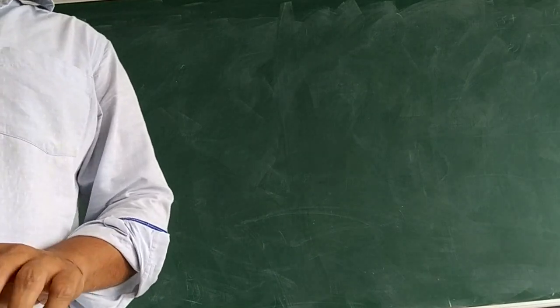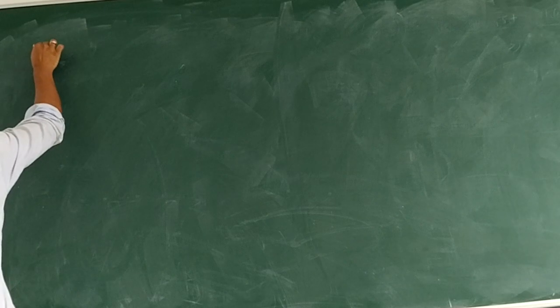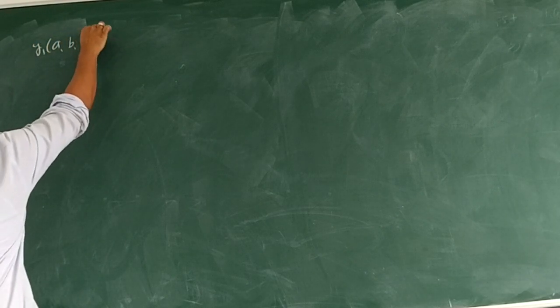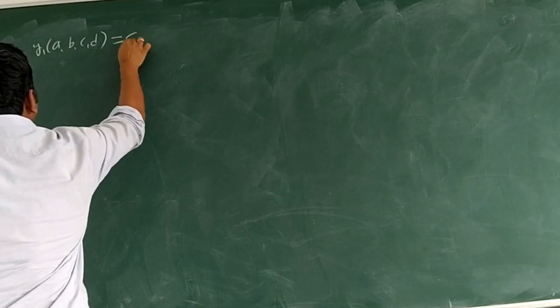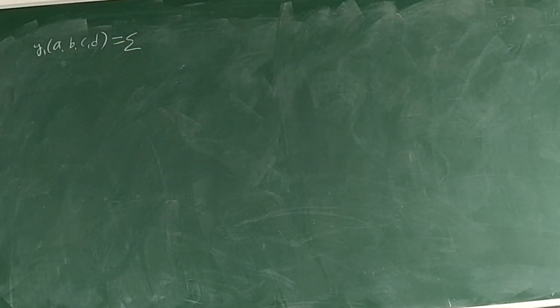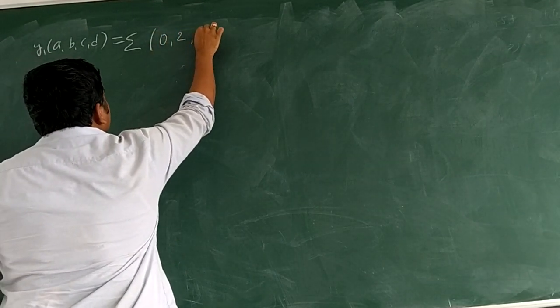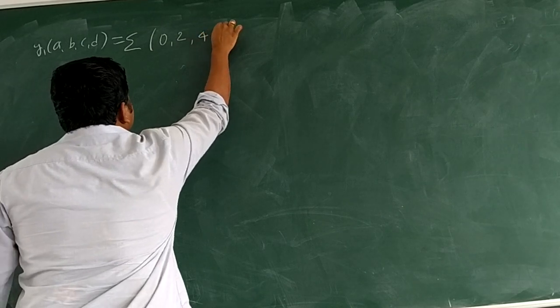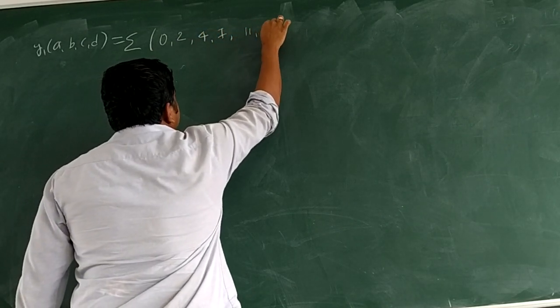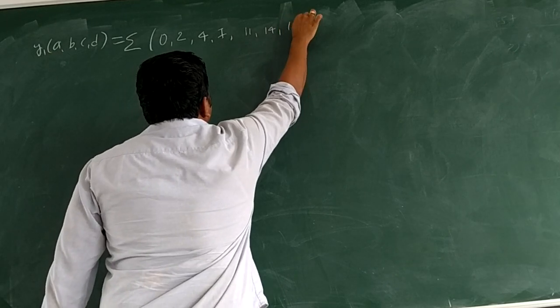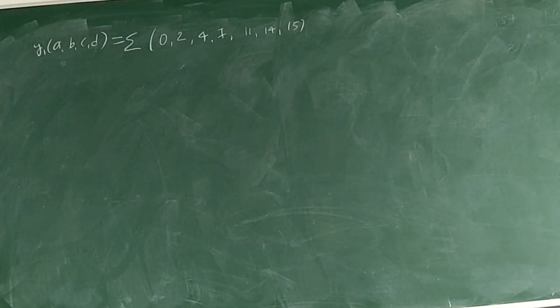Let's solve more problems on 4 variable K-map. Y1 is a digital function of 4 variables A, B, C and D, and it is high for 0, 2, 4, 7, 11, 14, 15. So 0, 2, 4, 7, 11, 14, 15.